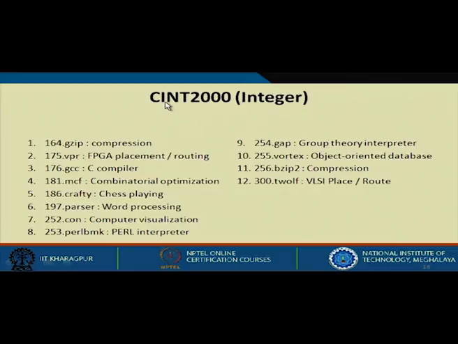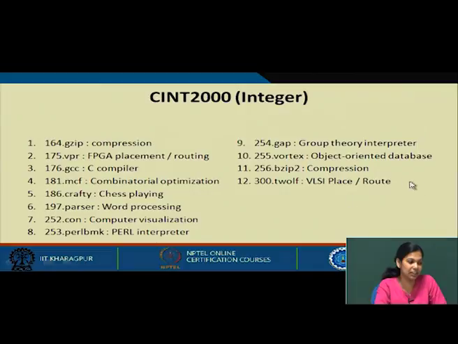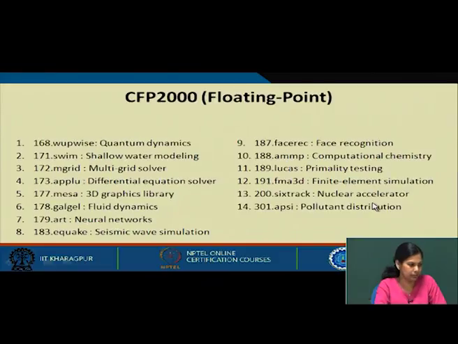Similarly, CINT 2000, that is integer, consists of the following programs. So, these are the 12 programs. Apart from those, they added something new, which is VLSI place and route. A group theory interpreter was also added, which was not there previously in SPEC 95.